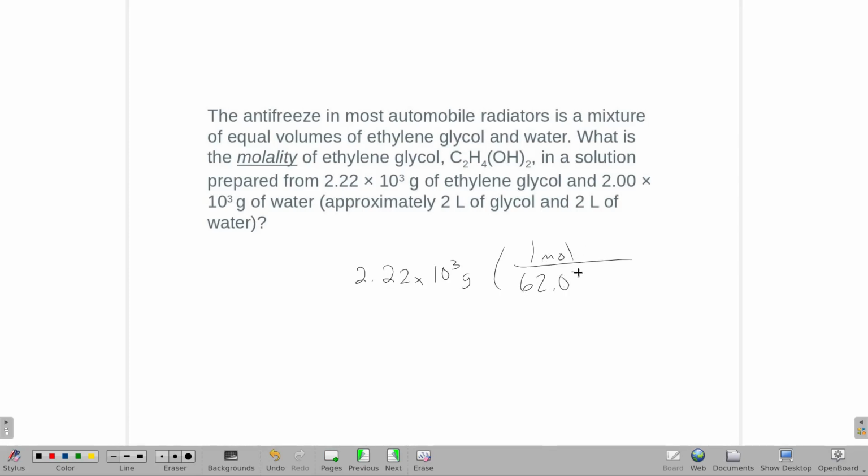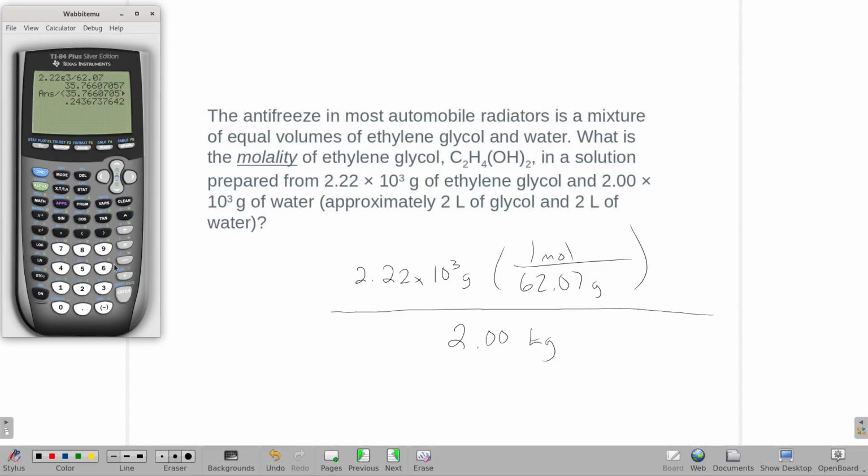Was that 62.07 grams? I think it was. Yeah, 62.07. On the bottom, I just want kilograms of solvent. Solvent in this case is water. And I'm just going to put 2.00 kilograms, because it was 2 times 10 to the third. Get rid of the 10 to the third, and I can change that to kilograms. A little bit easier on this one compared to that last one.